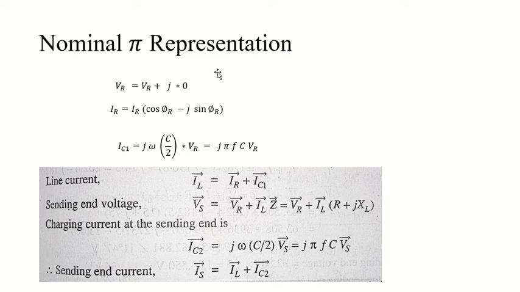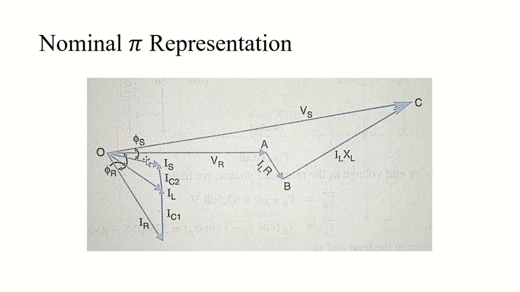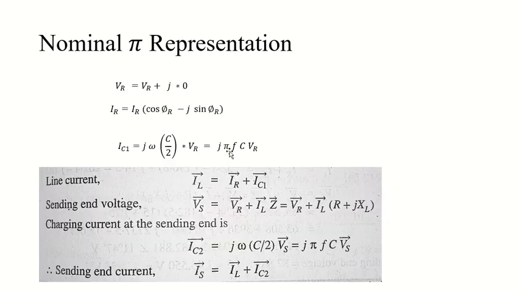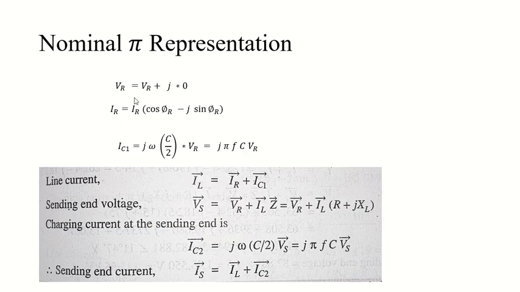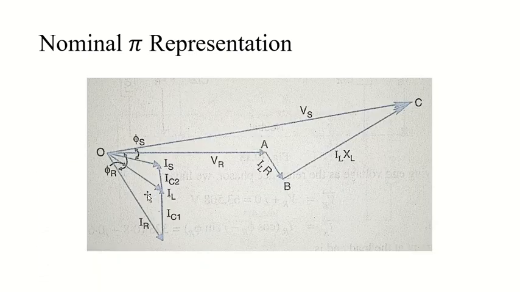So what is VR? VR is nothing but VR itself, because we took it as a reference. But you can always represent it in complex form, even though it does not consist of any complex element. It only consists of a real element, but you can write VR equals VR plus j into 0, because there is no imaginary value associated with it. Now come here and tell me what will be the value of IR here.